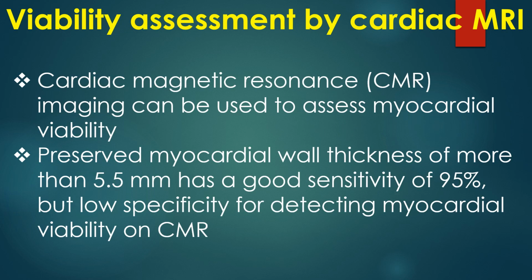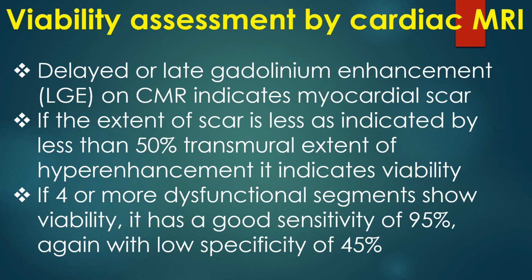Cardiac magnetic resonance imaging can be used to assess myocardial viability. Preserved myocardial wall thickness of more than 5.5 mm has a good sensitivity of 95% but low specificity for detecting myocardial viability on CMR. Delayed or late gadolinium enhancement on CMR indicates myocardial scar. If the extent of scar is less, as indicated by less than 50% transmural extent of hyperenhancement, it indicates viability.